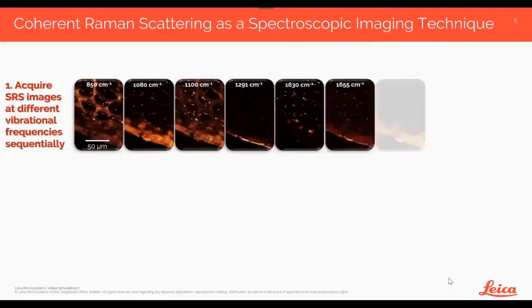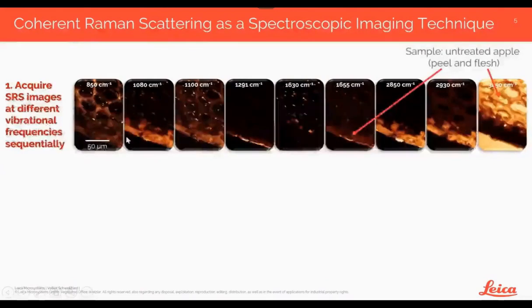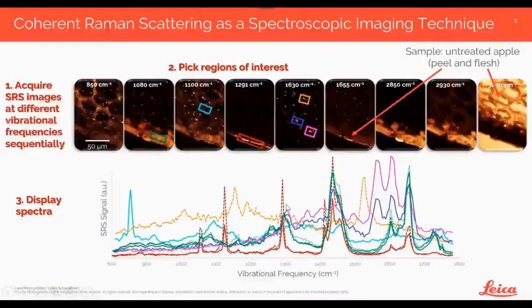We acquire one image at one vibrational frequency, and then tune the laser beam to another vibrational frequency, take another image, tune the laser again, take yet another image. So we acquire images sequentially. And then after the entire stack of data has been taken, we can go into individual regions of interest and display the spectra in principle from every image pixel. But the order of operations is different from spontaneous Raman spectroscopy.